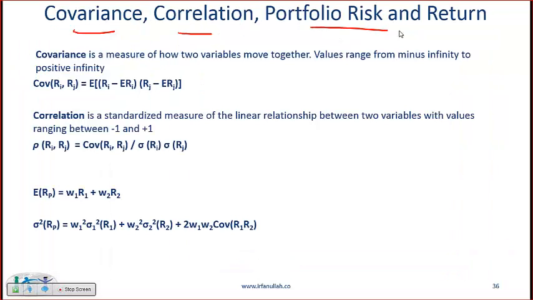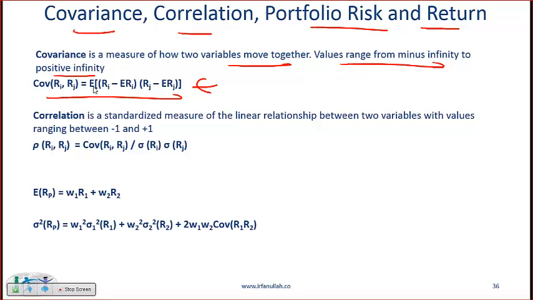Covariance, correlation, portfolio return, and risk. The covariance is a measure of how two variables move together. Values range from -infinity to +infinity, and this is the formula. Later I will do a question where we calculate the covariance. This looks long-winded, but I'm quite sure that if you get this on the exam, it will be based on relatively straightforward numbers. So later we'll see how to use this formula.